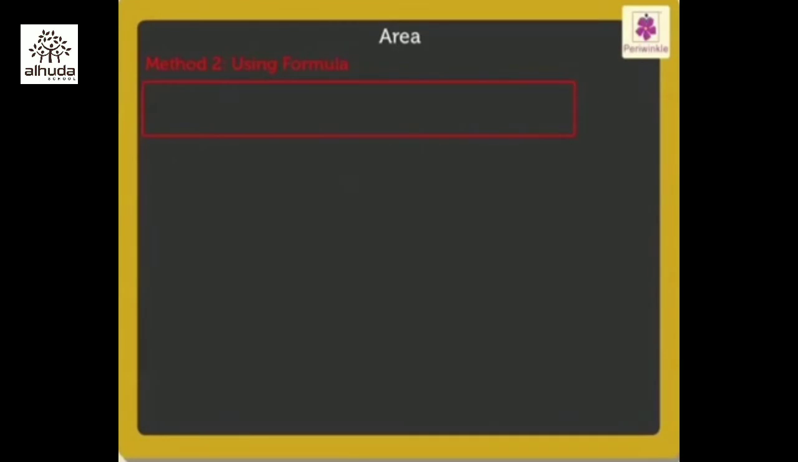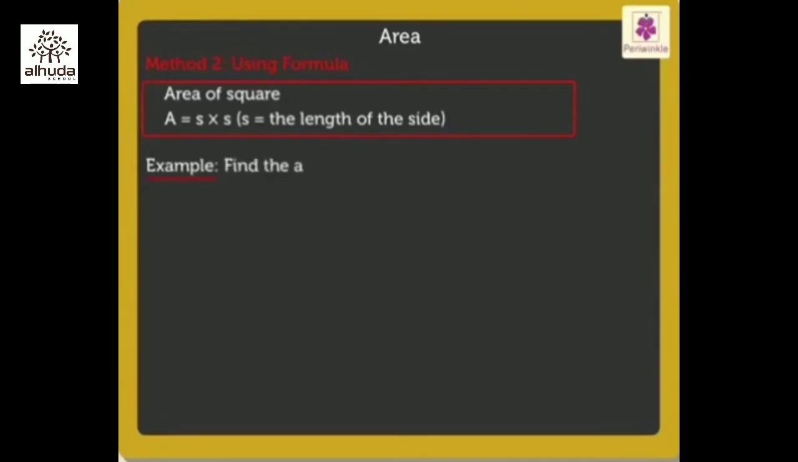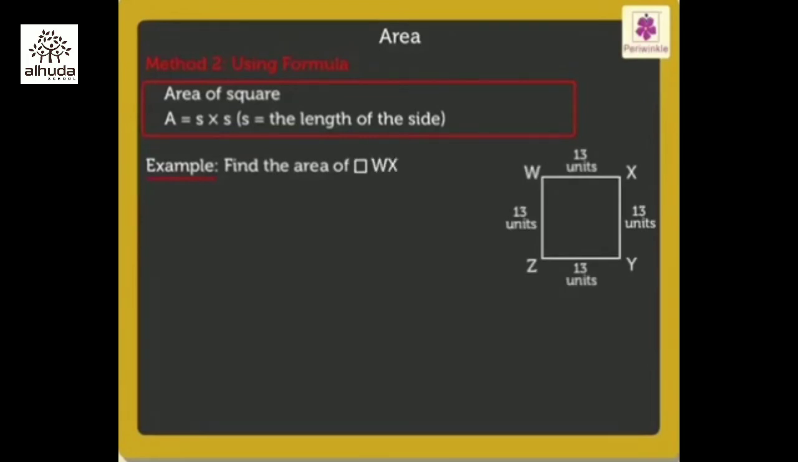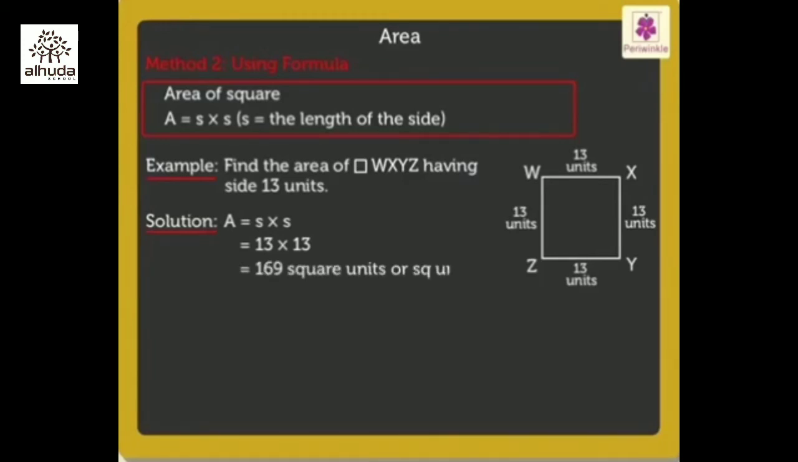The formula to find the area of a square is different. It is A is equal to S into S, where S is equal to the length of the side of the square. Let's find the area of the square WXYZ having side 13 units. Area is equal to side into side. We get the answer as 169 square units.